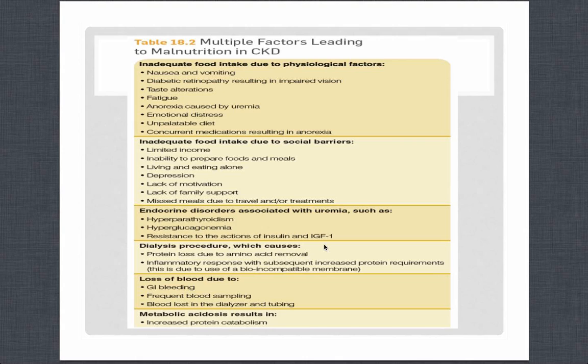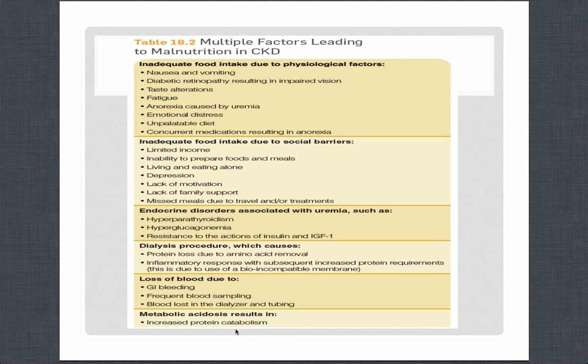Inadequate food intake due to social barriers, additional endocrine disorders associated with uremia, such as hyperparathyroidism, hyperglucagonemia. So this is an elevation in serum glucagon. It's not very common. And then resistance to insulin and insulin-like growth factor. The dialysis procedure itself causes protein losses due to amino acid removal. There's also an inflammatory response that can increase protein requirements. Loss of blood due to GI bleeding or frequent blood sampling, blood lost in a dialyzer and tubing.